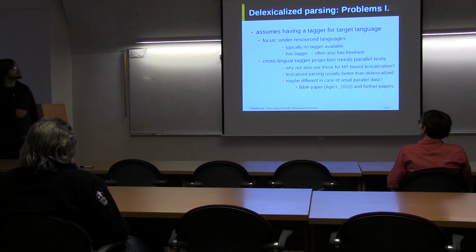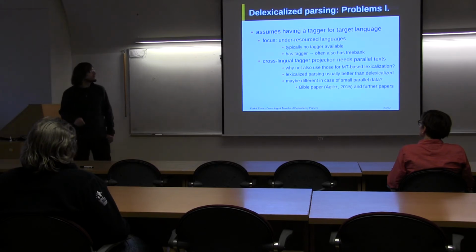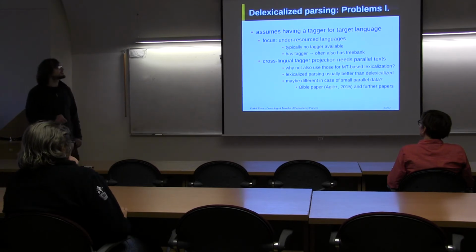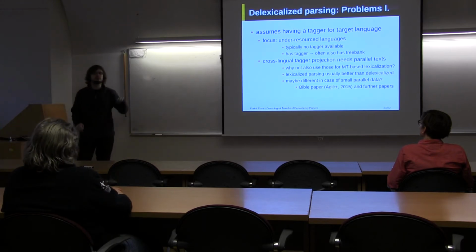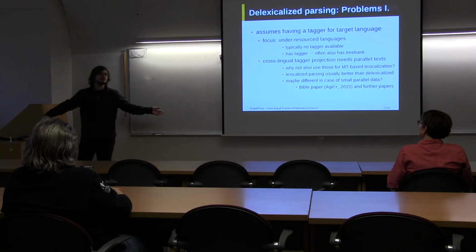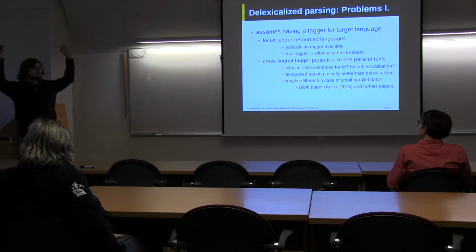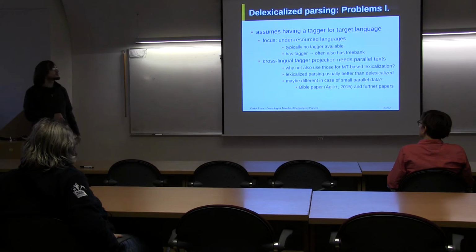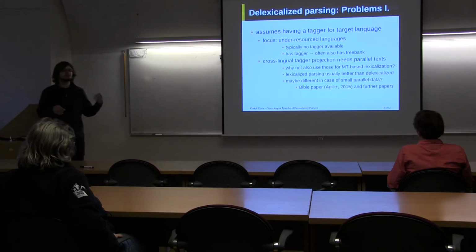So as I said, delexicalized parsing is kind of the older approach. It has two big problems. One of them is a principled problem: it assumes that for both the source language and the target language, you have part-of-speech tags, so you have a tagger. But where do you get the tagger? If you want to parse one of these 7,000 languages, your chances are that there is probably no tagger. There is just no annotated data. So this assumption is kind of unrealistic.